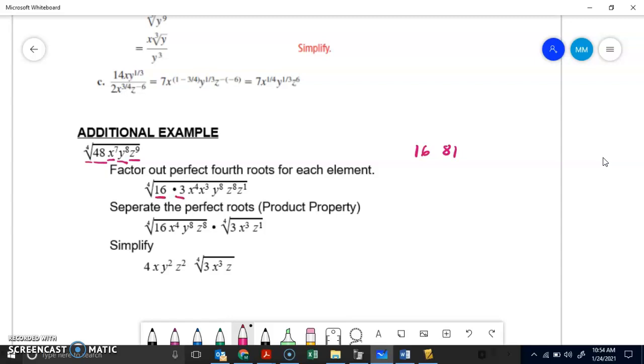So I'm going to break 48 up into 16 times 3. I'm doing each element separately. I'm going to break x to the 7th up. I have 7 x's, so I'm going to break it up into 4 and 3. 8 is already divisible by 4. And then I come to z to the 9th, so I'm going to take 8 z's and 1 z, because 8 is the highest one that's divisible by 4. So let's separate these. I'm going to pull out my perfects.